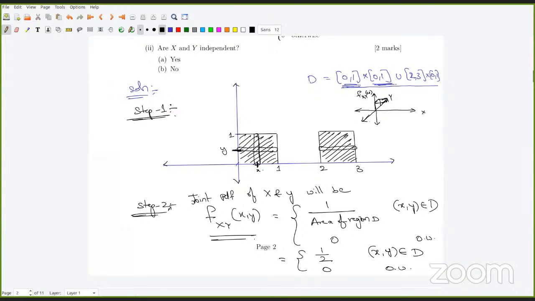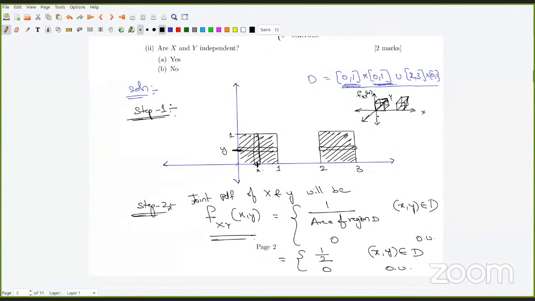So the height, this will not be a rectangle anymore. If you see it in the 3D picture by considering the z-axis as the joint density, then this will become a cuboid with height half and length and breadth equal to 1. And here also the same cuboid will be there.